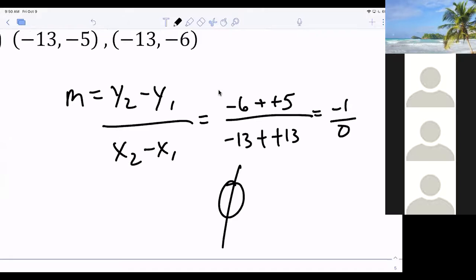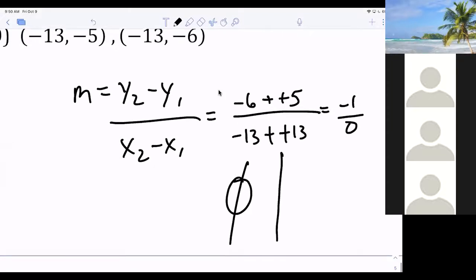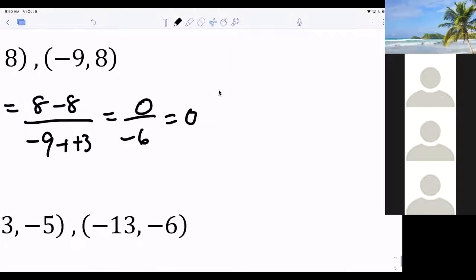You can't ever divide by 0. If you take your calculator and say 3 divided by 0, it'll say error, undefined. You cannot divide by 0. All right? Division by 0 is undefined. That's how you remember that that is a what? Vertical line. And over here, if we graph those, the slope is 0. Therefore, it would be a what? Horizontal line. Those are good questions.